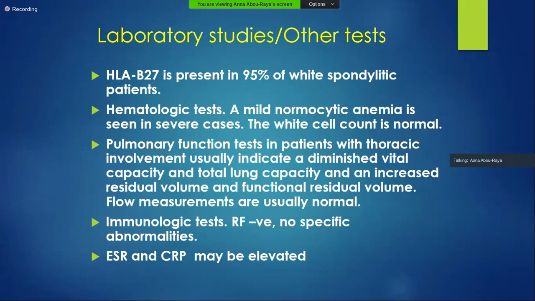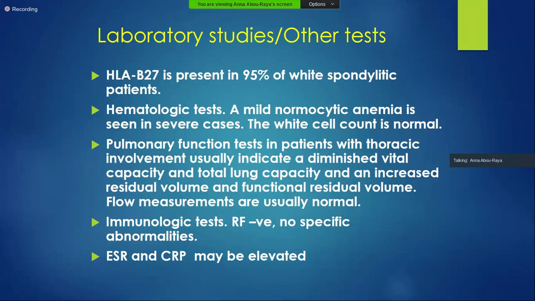When I ask you what are some of the important tests that you do, you tell me, of course, I will do the HLA-B27 because I know it can be present in quite a large percentage of our patients. We do the routine function tests, including the hematological tests. I may find anemia, and of course ESR and CRP elevated.